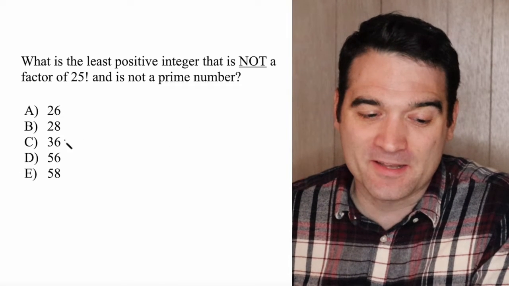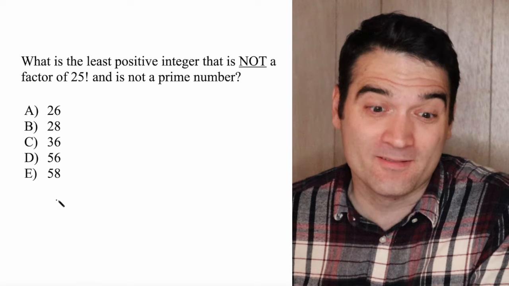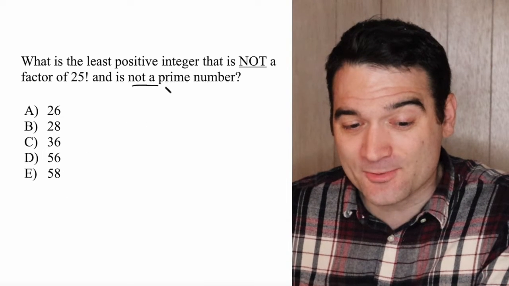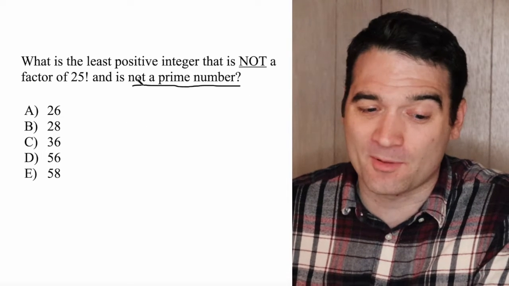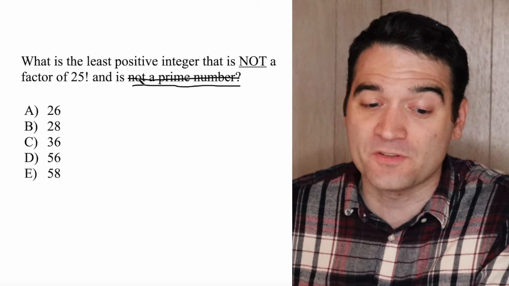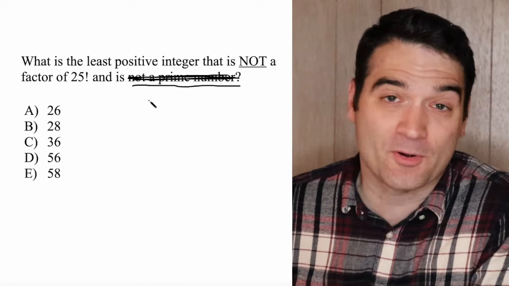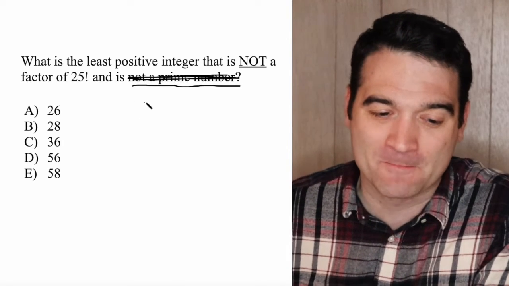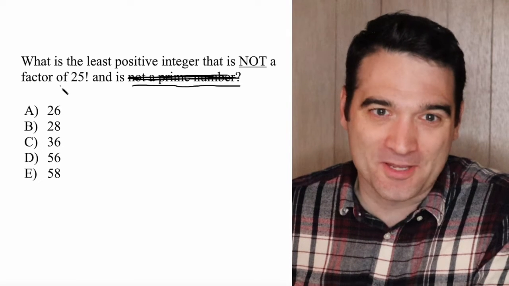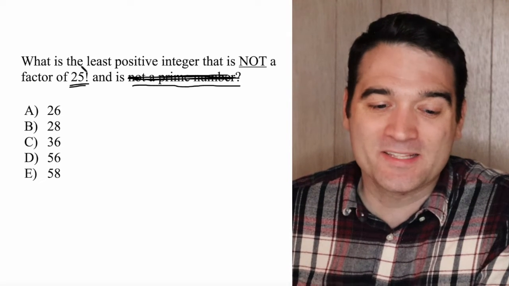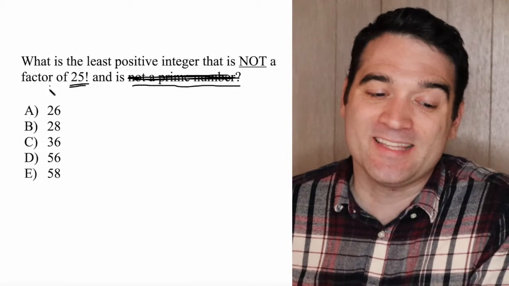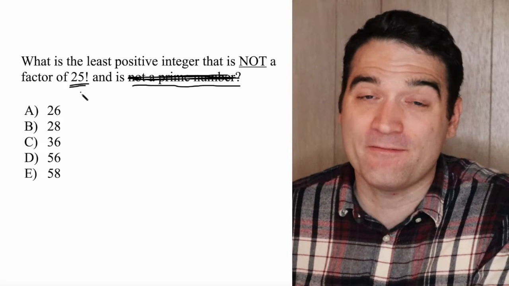If we look at these numbers, none of them are prime, right? So this piece right here doesn't really affect the problem. None of these are prime numbers. They're all divisible by 2. They're all even, so they're not prime. So that part's actually irrelevant to what we're doing here. But let's focus on this piece. What is the least positive integer that is not a factor of 25 factorial?